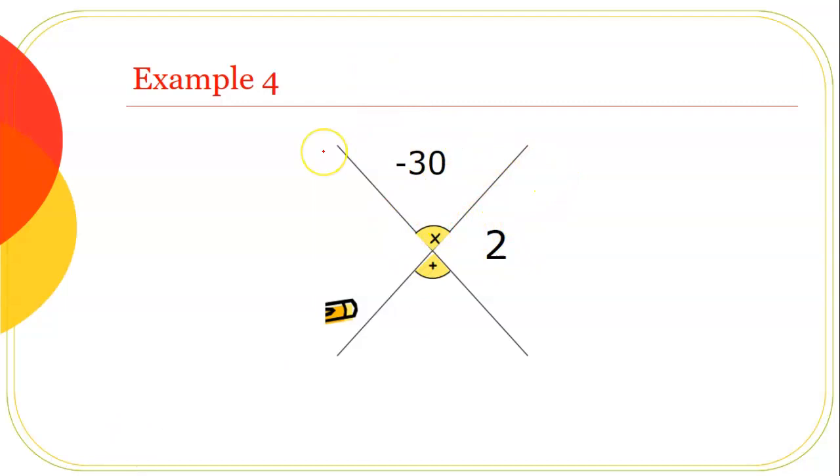Again, we won't see too much of it as we use the Magic X, but if you're given the top and the side, to find this missing piece here, we would divide. So -30 divided by 2 is negative 15. When you multiply them together, they give you negative 30, and when you add them together, you get negative 13.